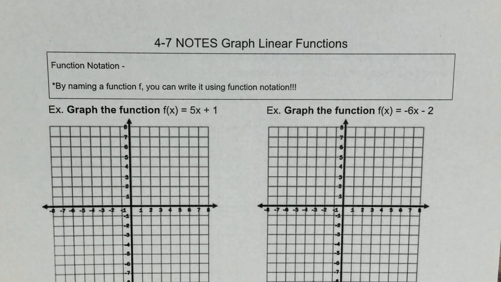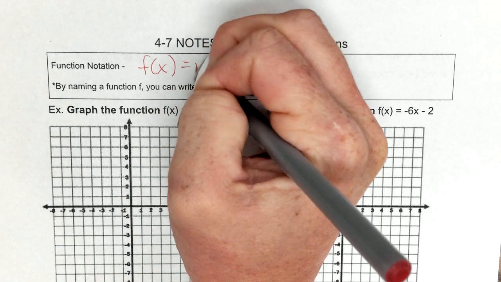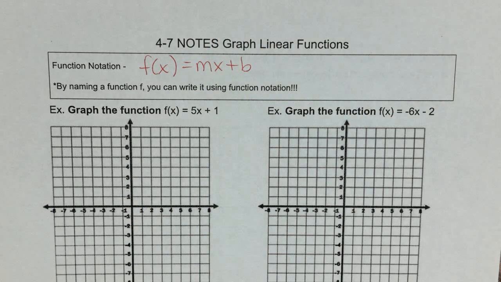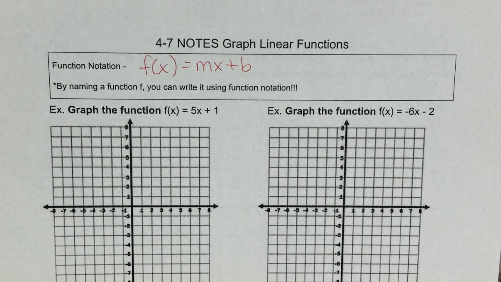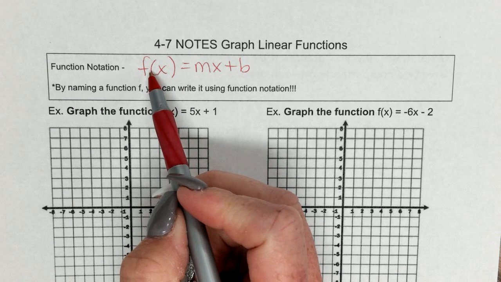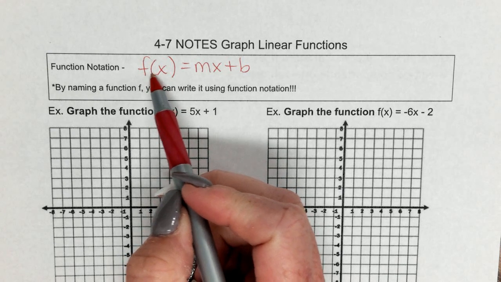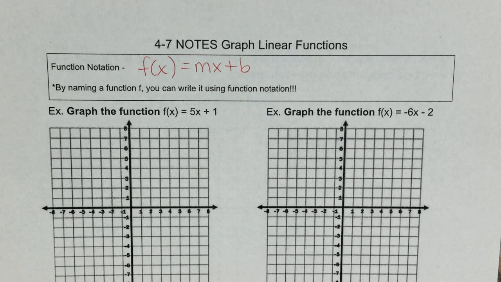Function notation is always written as f of x, and it's equal to mx plus b, or whatever it's written as, with the output on the right. Remember, this is just the name of the function. Everybody good with that? By naming a function f, you can use it in function notation.